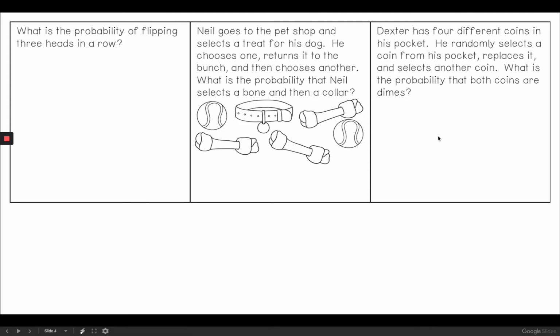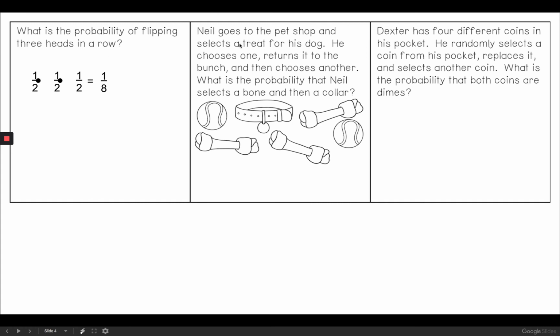Next question. What's the probability of flipping 3 heads in a row? Well, the probability of flipping heads on a coin is 1/2. The probability of flipping heads is 1/2, and the probability of flipping heads is 1/2. So that would be 1/2 times 1/2 times 1/2, which is 1 times 1 times 1, which is 1. 2 times 2 is 4, times 2 is 8. So I'd have a 1/8 chance. If you were to flip that coin, you have a 1/8 chance of getting heads 3 times in a row.